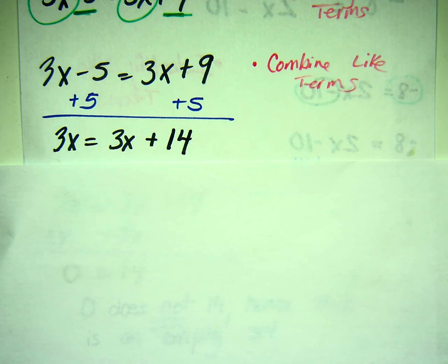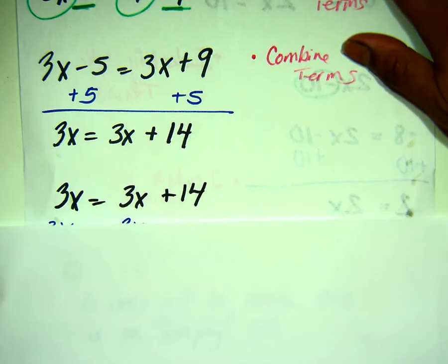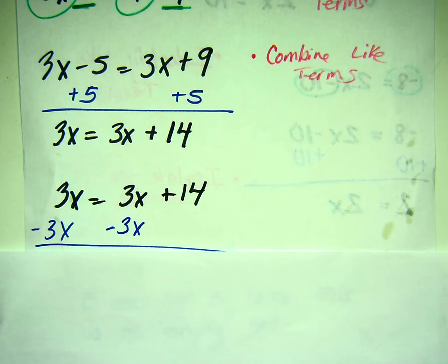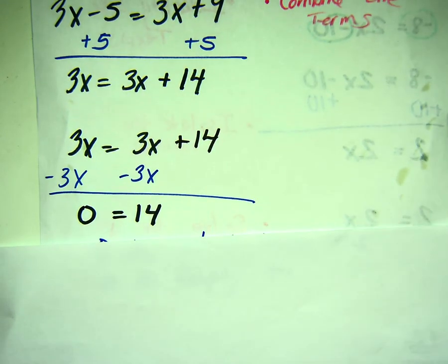Now why am I subtracting? It is automatically assumed that this is going to be positive. The opposite of positive is a negative. Hence, we're doing this part right here. Well, check it out. If we do 3x minus 3x, that's going to give you 0. Now the only thing I did now was bring down that 14.